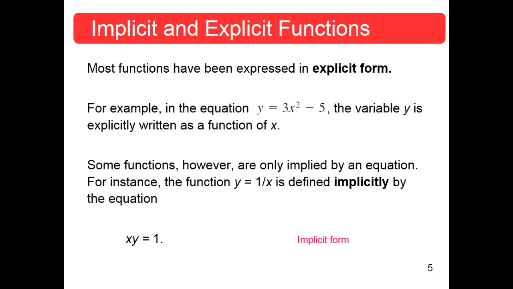Most of the functions we've run into so far have been in explicit form, like this. y is equal to 3x squared minus 5. Okay? In other words, f of x is equal to 3x squared minus 5. The function is written completely as a function of x, f of x. Okay? The variable y is explicitly written as a function of x. Some functions, however, are only implied by an equation. Okay?